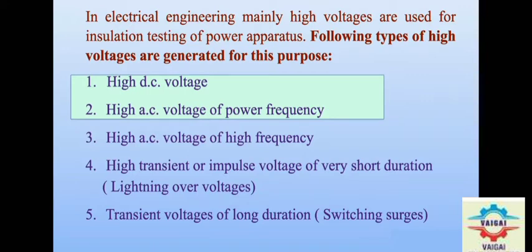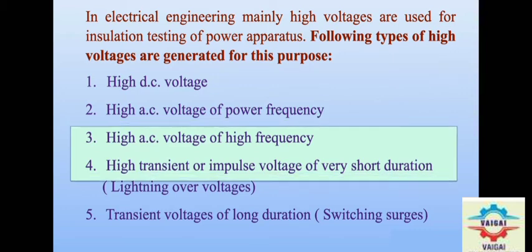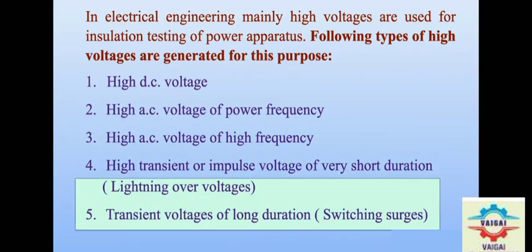Then high AC voltage of power frequency, that is 50 Hz. Then high AC voltage of high frequency. Then high transient or impulse voltage of very short duration, that is lightning over voltages. Then transient voltages of long duration, that is switching surges. These are the voltages which will be generated for the purpose of insulation testing of power apparatus.